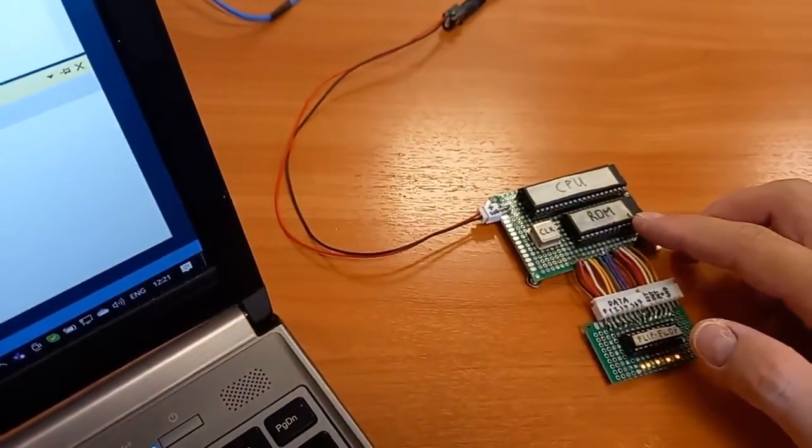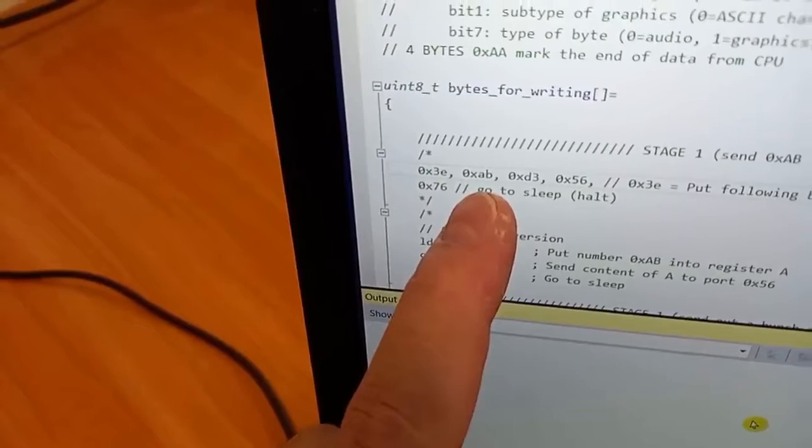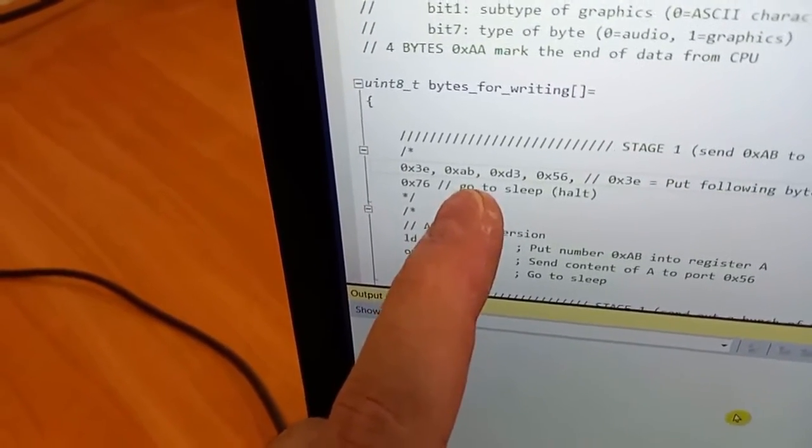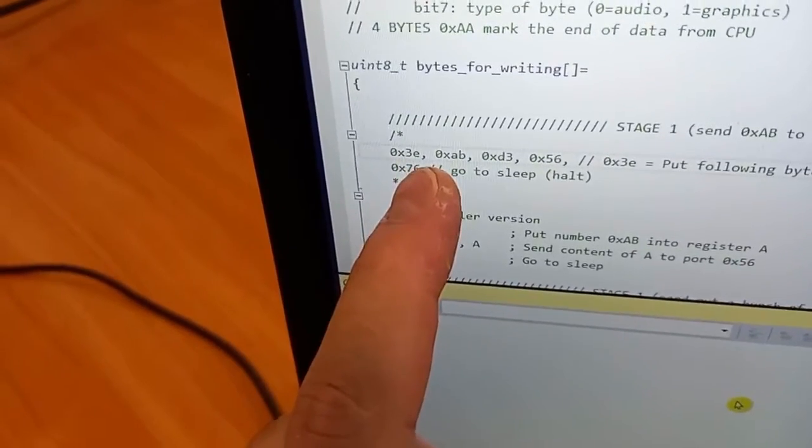I say this is the read-only memory. That means you can only read from it, not write. But you actually can write there too, though usually we read from it. For writing, we have to look at the datasheet.